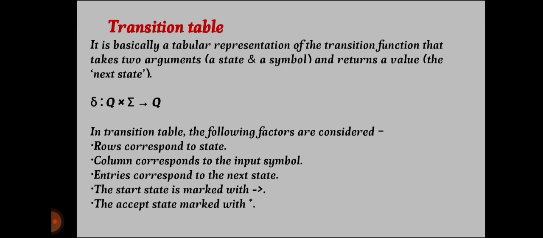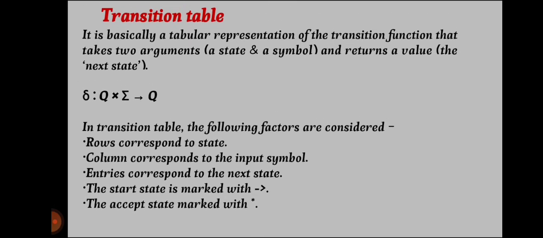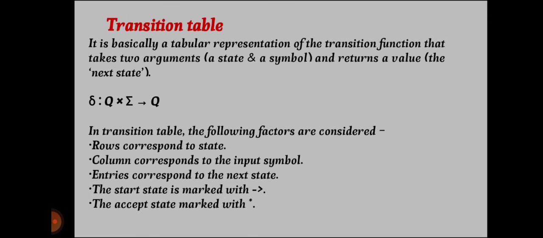And the transition table. It is basically a tabular representation of the transition function that takes two arguments, a state and a symbol, and returns a value, the next state. In the transition table, the following factors are considered. Rows correspond to states, columns correspond to the input, entries correspond to the next state. The start state is marked with an arrow, the accept state marked with a star.